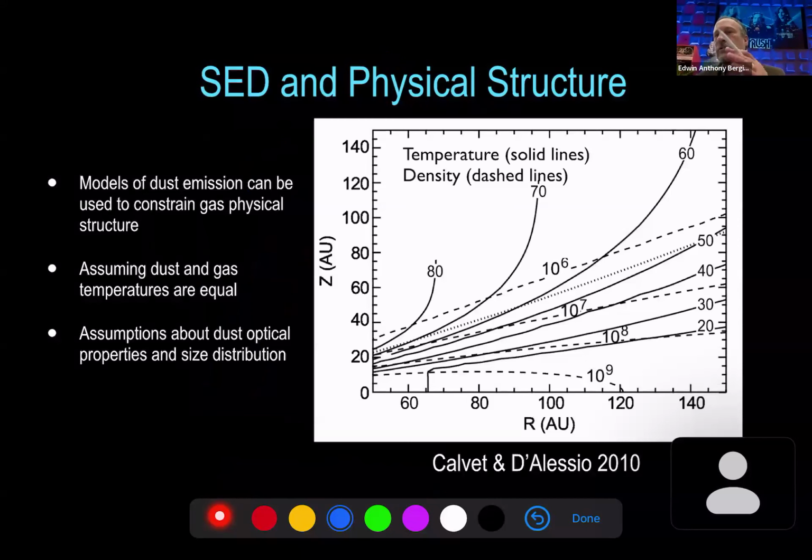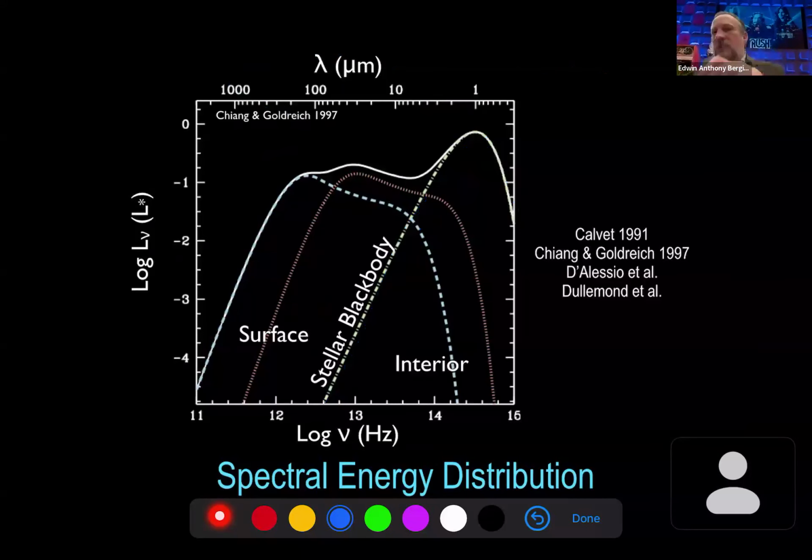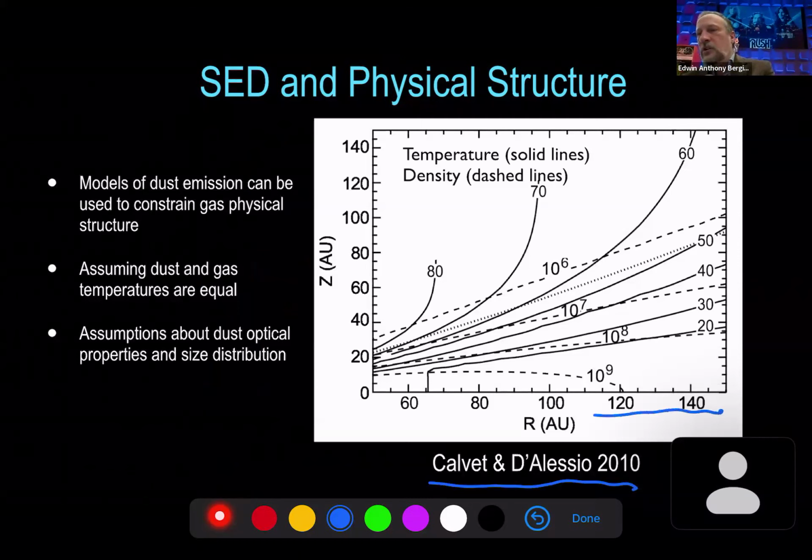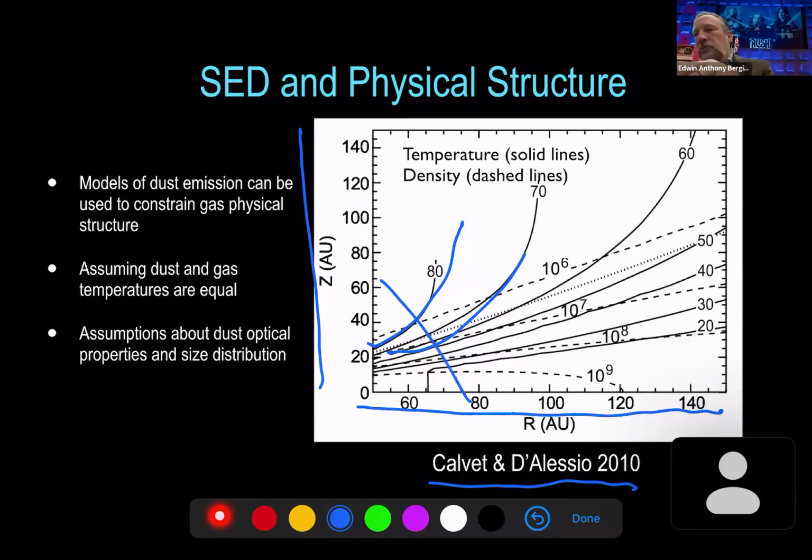Okay, and you could take these emissions that you're seeing here, and there's a beautiful paper here by Calvin and D'Alessio showing you that this is a disk of material. This is radius and the height. The disk is warmer on the surface, all right, and colder as I head to the midplane, and the midplane has higher densities than the surface does.